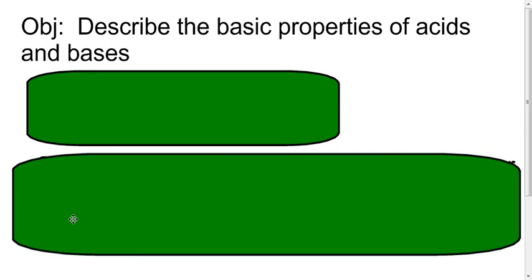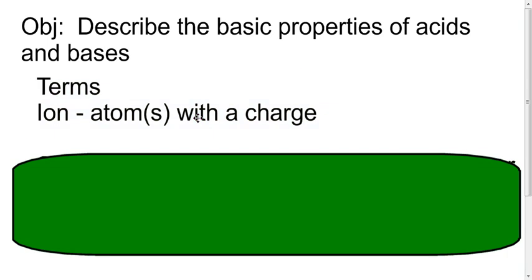The purpose of this video is for you to be able to describe the basic properties of acids and bases. Now, some terms that we're going to use. An ion is an atom or atoms with a charge, positive or negative.